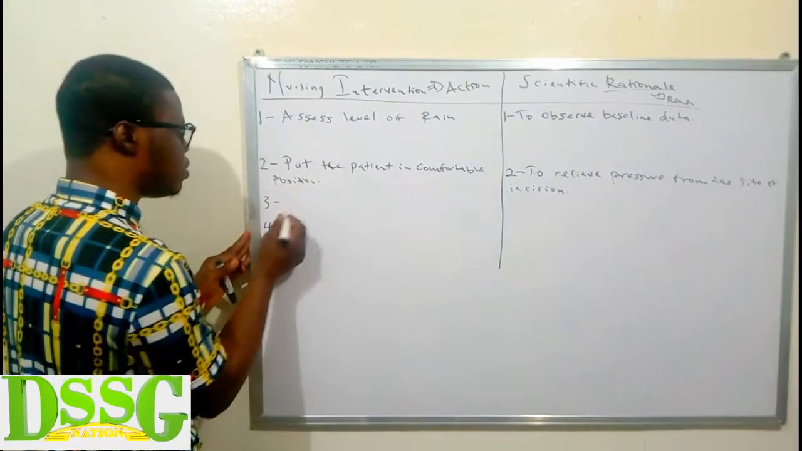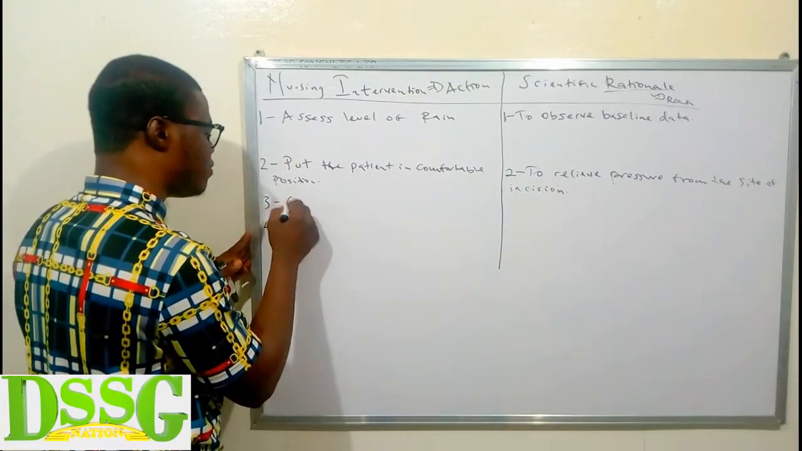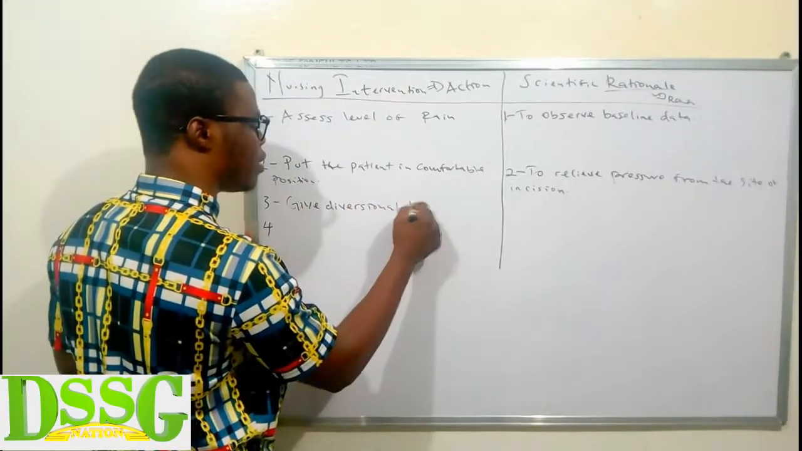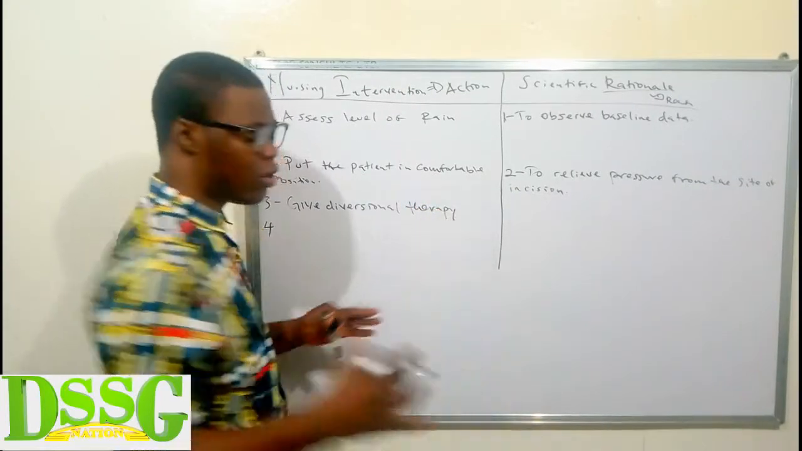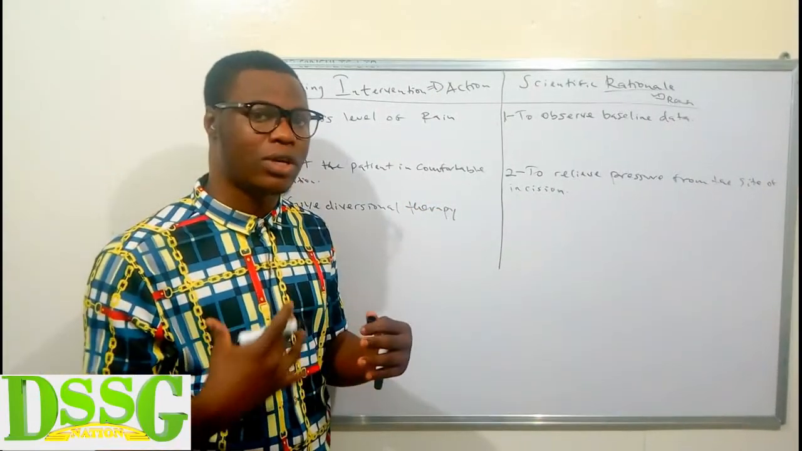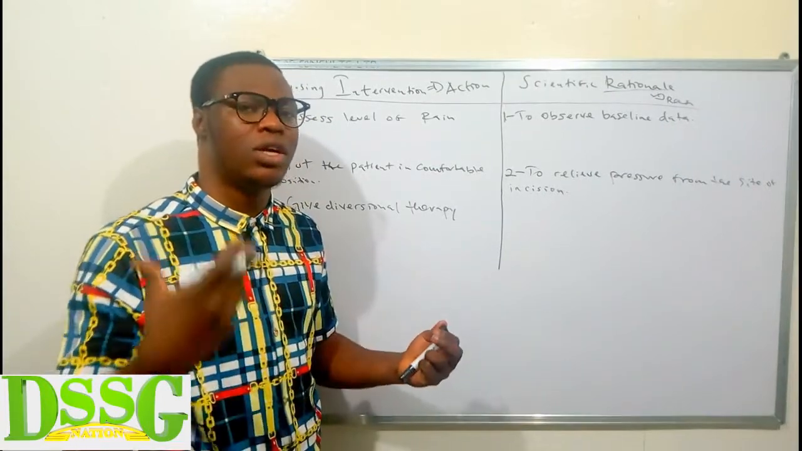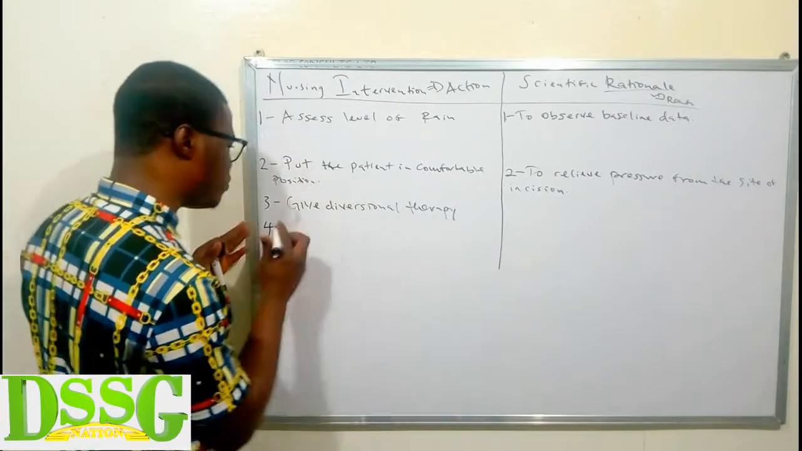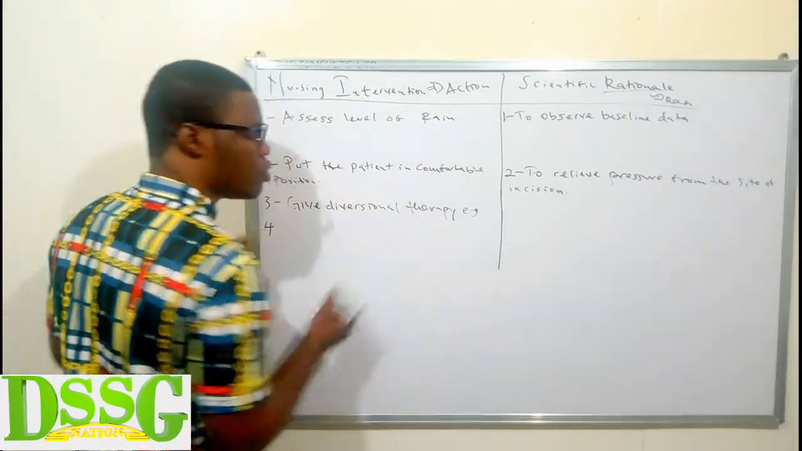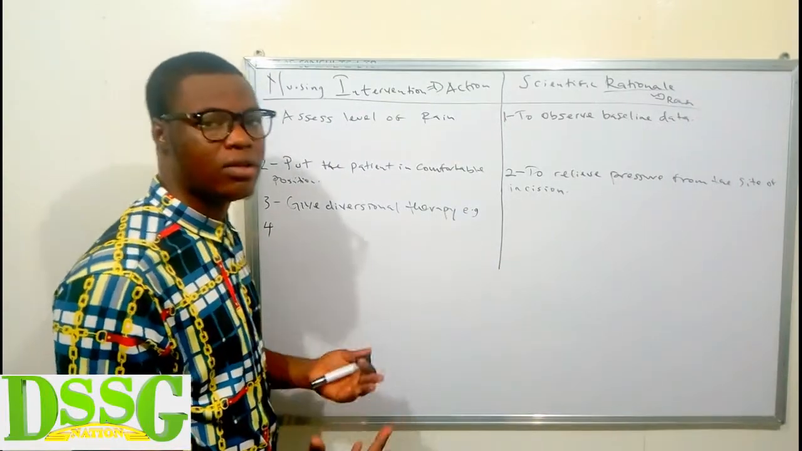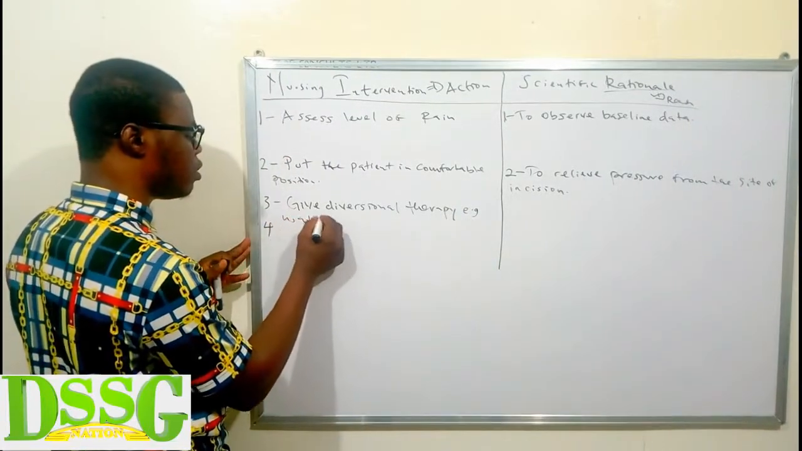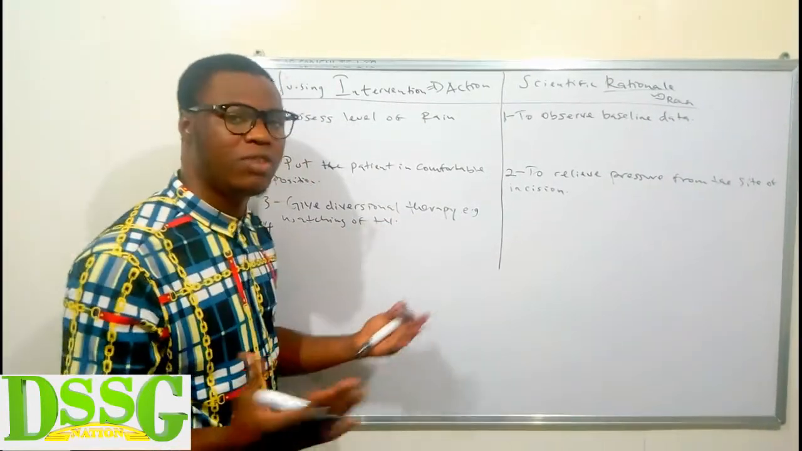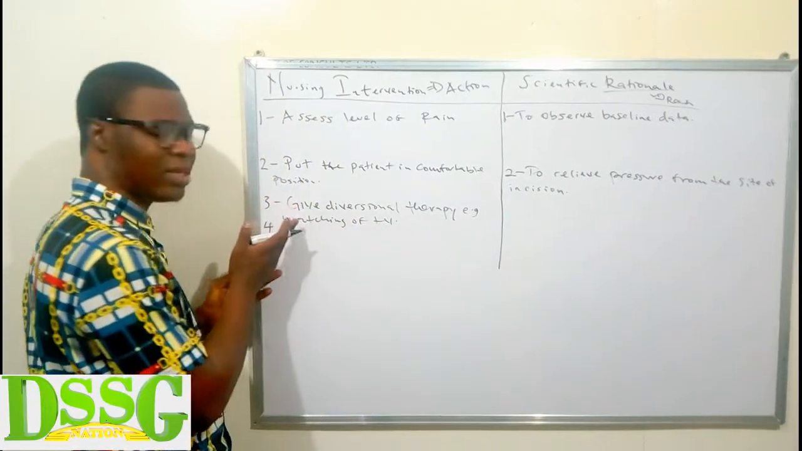So now the third one is what? You can say give diversional therapy. So you are going to take the patient's mind off the disease condition by giving what? A diversional therapy, to divert. You can put an example, e.g. if the patient is a child, you can say watching television, TV. But if it's an adult, you can say reading a newspaper. And that is the third intervention for pain.